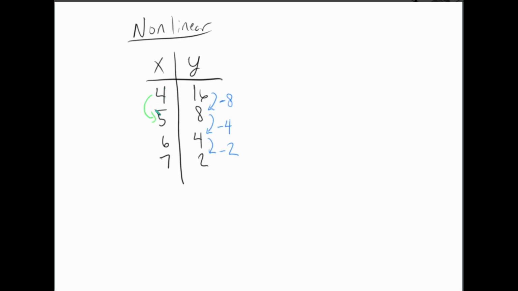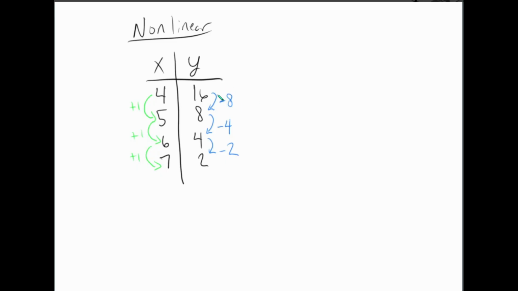From 4 to 5 is plus 1. From 5 to 6 is plus 1. From 6 to 7 is also plus 1. So when I go to take a look at my difference of y over my difference of x, you're going to notice something different in this one than our last one.